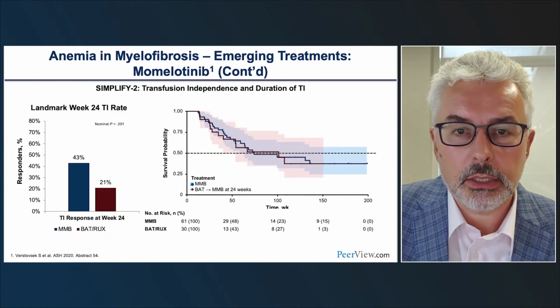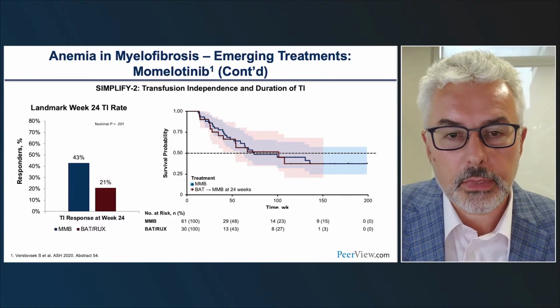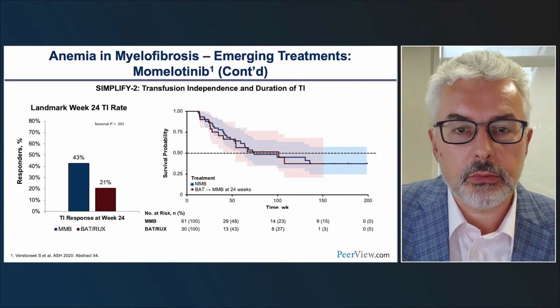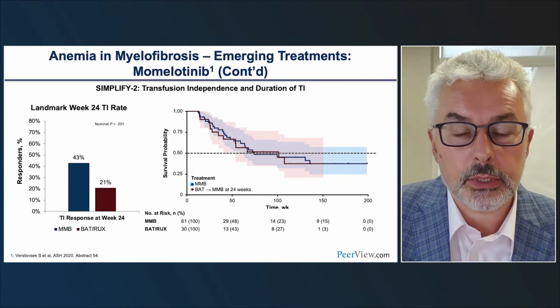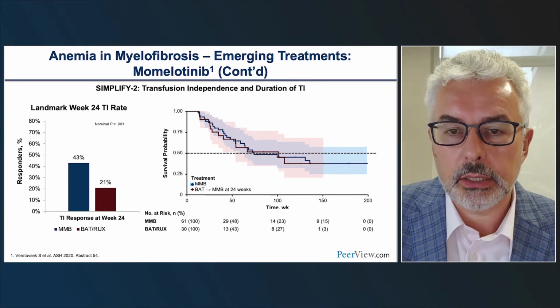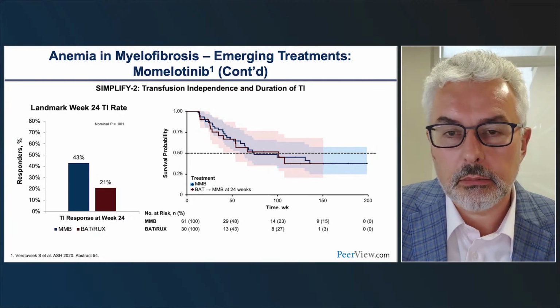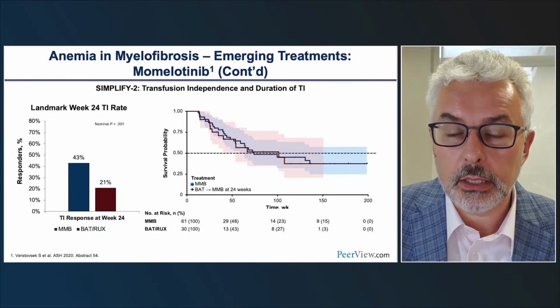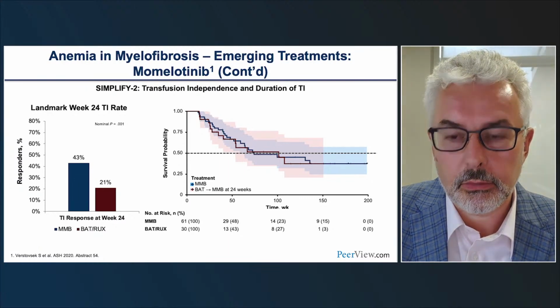The same is seen in the second-line setting, Simplify 2. You can see here on the right side, landmark analysis at 24 weeks, transfusion independence, 43 versus 21%. Quite important for the second-line setting, and that durability, again, is shown here, very durable over a prolonged period of time. So we can say anemia benefit was seen in the frontline and second-line settings, better than controls, better than ruxolitinib in the frontline setting, with very good control of the spleen and the symptoms, as I showed before from the Simplify studies.